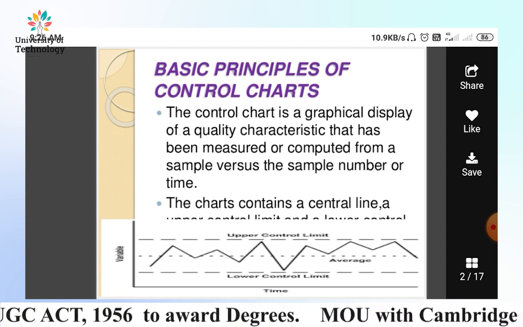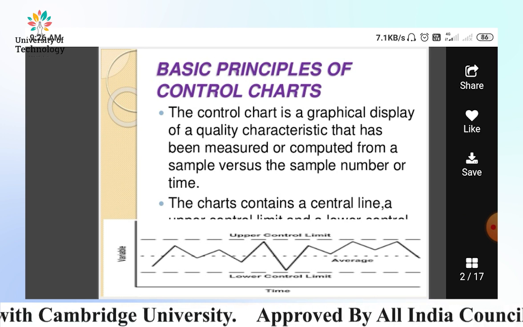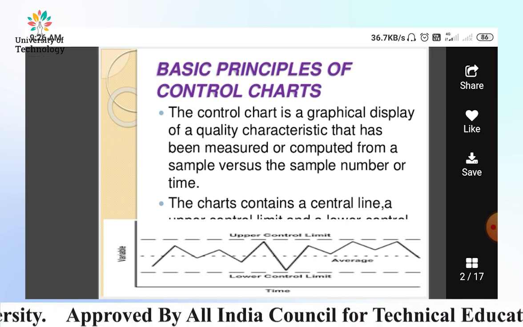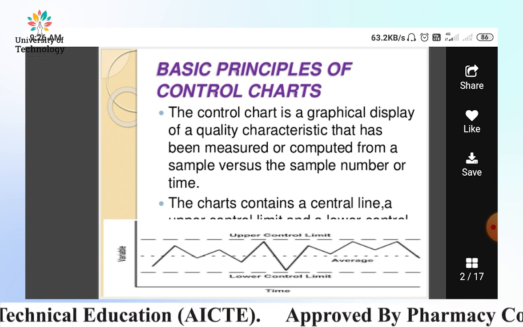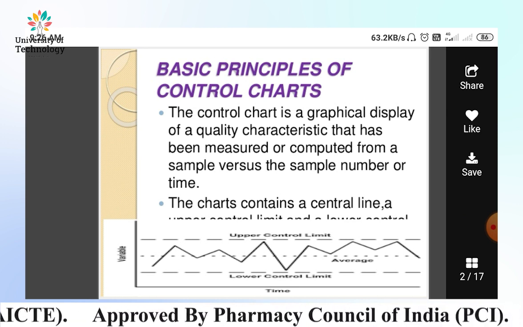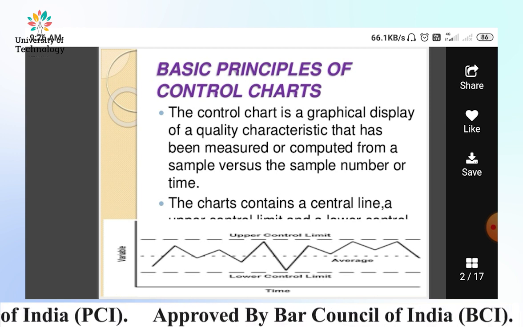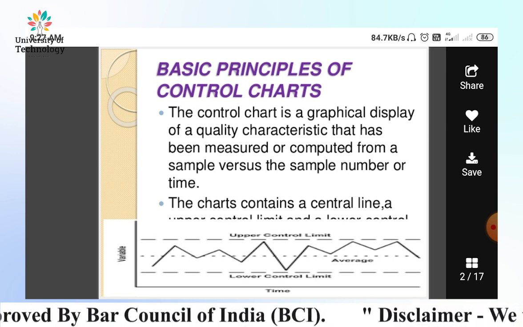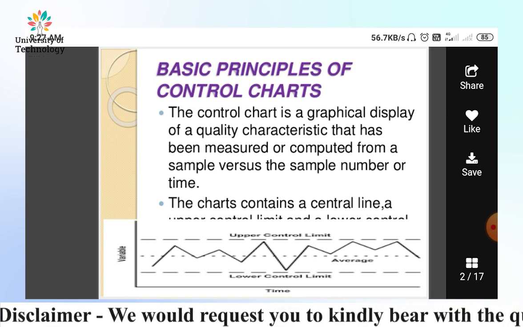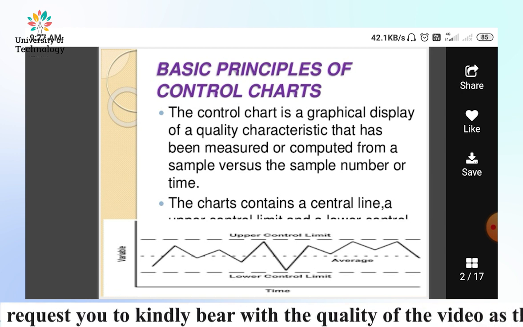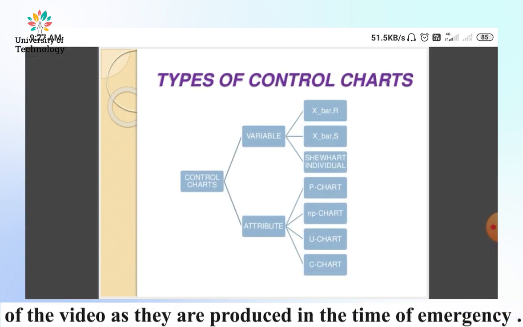The chart contains a central line, an upper line or upper control limit, and a lower control limit as shown in the figure. On the horizontal axis, time is taken, and on the vertical axis, the variables are taken. There are an upper control limit and a lower control limit, and in the middle of the lower and upper is the average or mean line.